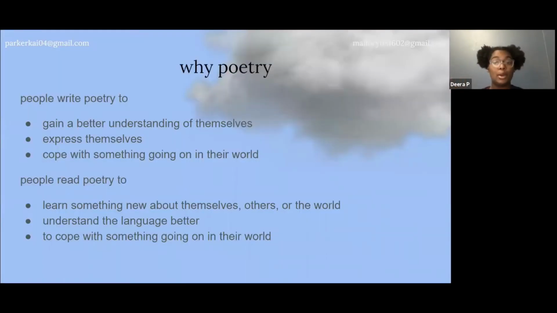So why poetry? Why do people write poetry? Why do people read poetry? People tend to write poetry to gain a better understanding of themselves, to express themselves, or cope with something going on in their world. People tend to read poetry to learn something new about themselves, others, or the world, to understand the language better, or to cope with something going on in their own world.